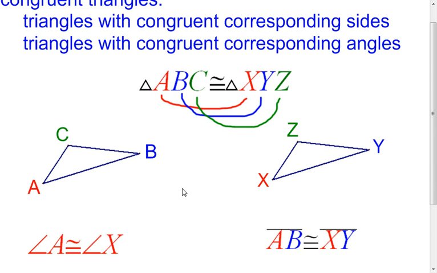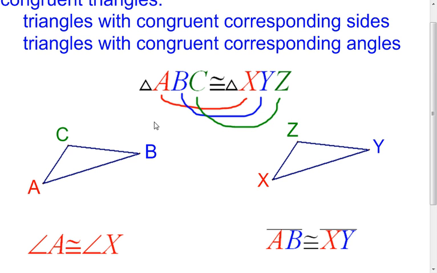Now in my picture that I have here, I have triangle ABC on the left and triangle XYZ on the right, and I'm saying they're congruent. This right here is referred to as the congruent statement. It's stating that triangle ABC is congruent to triangle XYZ. Very similar to us saying that segment XY would be congruent to segment AB.